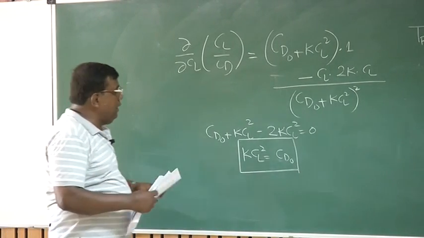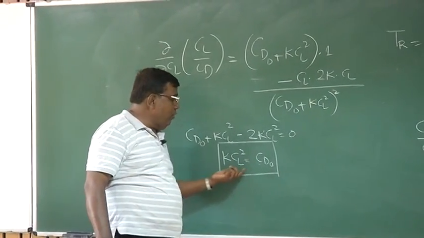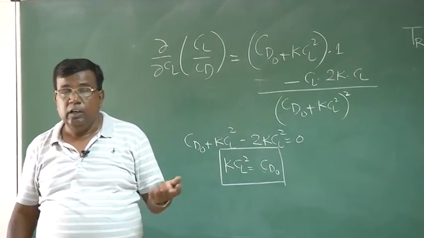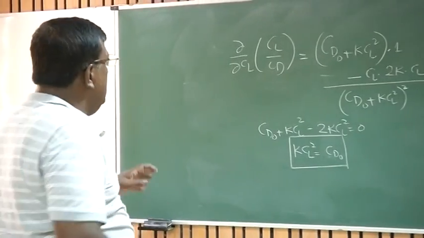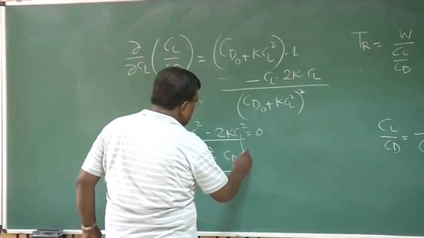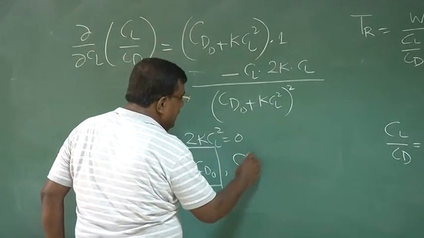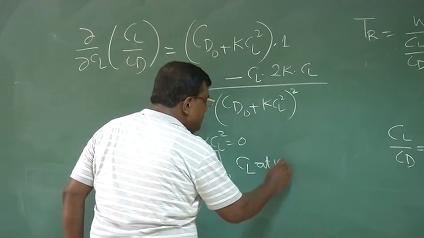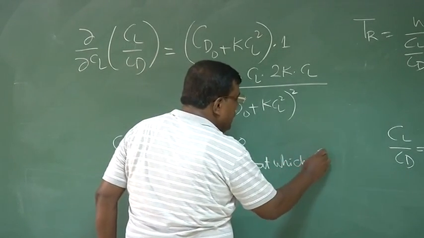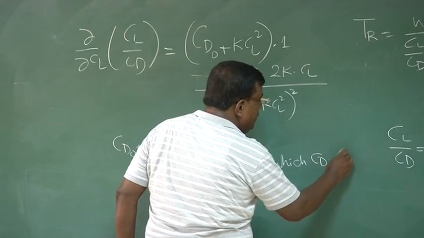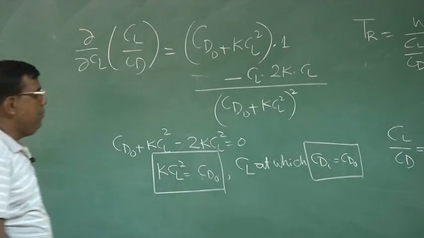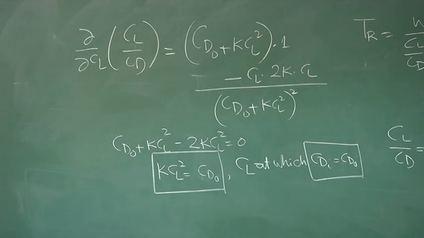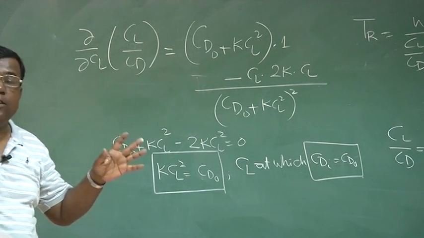But let's come back to the physics of the situation. What is K CL square? It was the induced drag. What was CD naught? The parasite drag. So what is the message? It says it is that CL at which induced drag is equal to parasite drag or zero lift drag. That is the CL at which the thrust required is minimum.